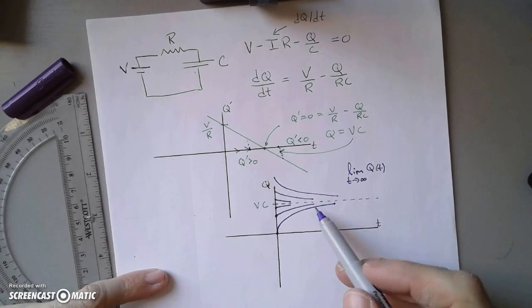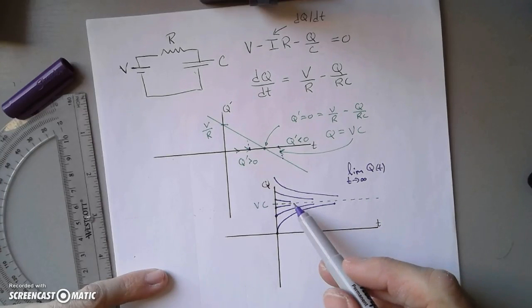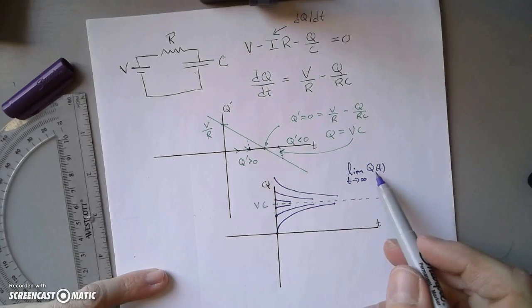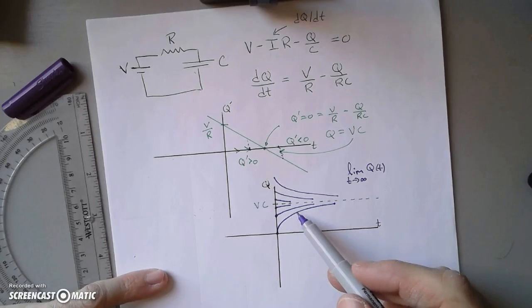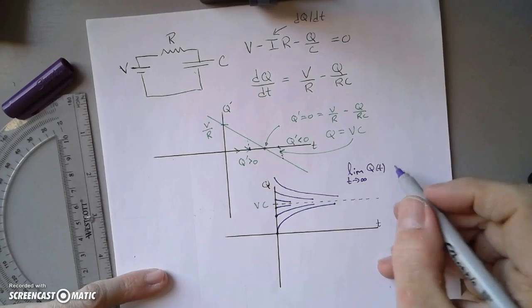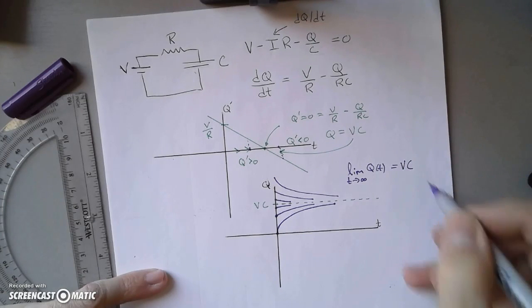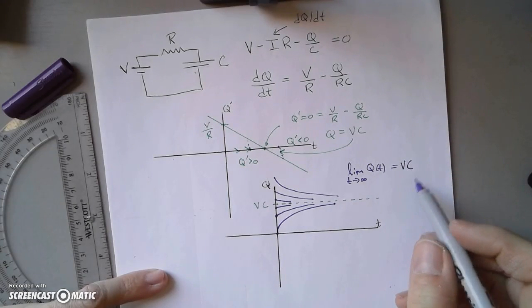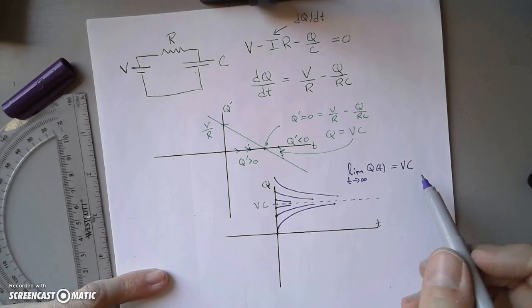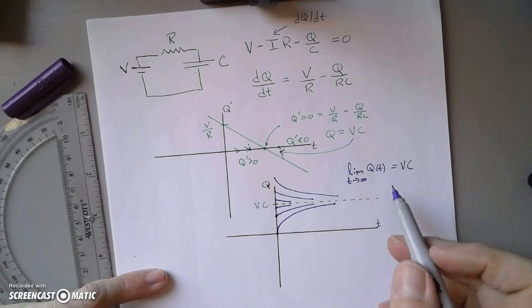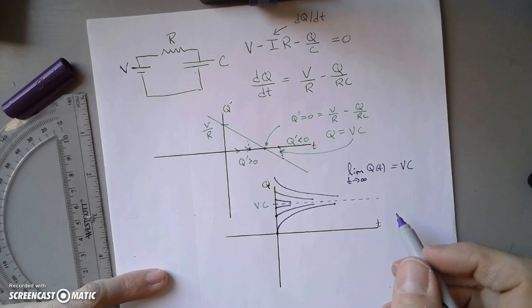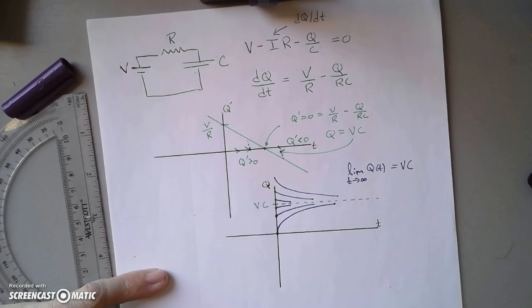I know you guys, guys and gals, know this from physics, but if you didn't, you don't have to have the functional form of these curves. We can tell what's happening. The limit is VC. This is the limiting charge on the capacitor when the system equilibrates. So that's pretty interesting. Now let's see. There's no analogous thing here.